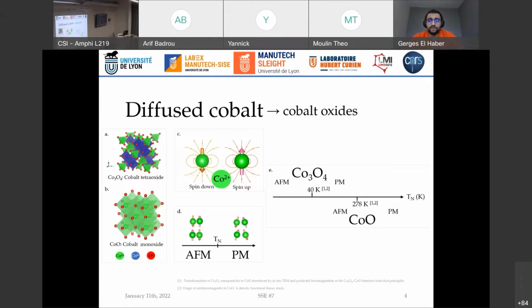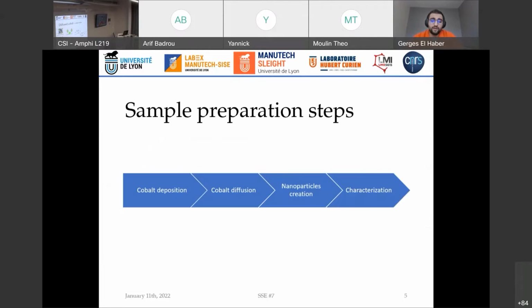In the literature, in the case of bulk cobalt oxides, both cobalt oxides are antiferromagnetic, but each one of them has its different Néel temperature, as depicted in figure E. And we can recall our objective, which is to switch between both cobalt oxides using a laser, resulting in a drastic change in the magnetic material behavior.